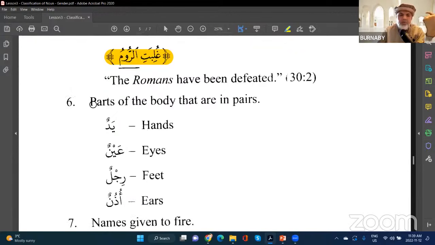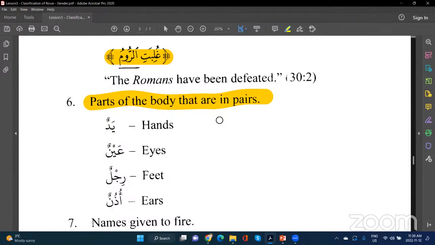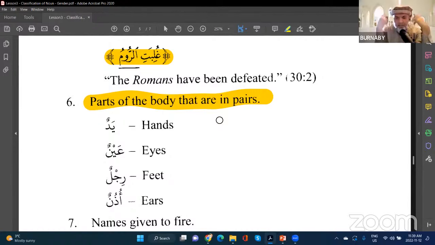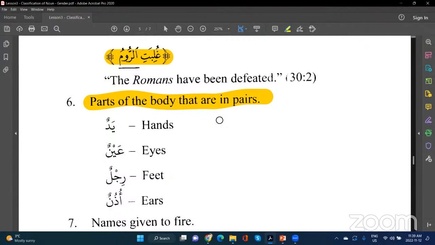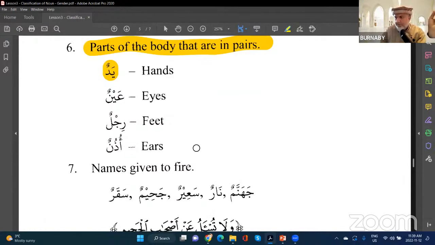Okay, we talked about this quite a bit last time, that the body parts which come in a pair in a human body are all feminine by nature, right? For example, how many hands do we have? Two. How many eyes? Two. How many feet? Two. How many ears? Two. How many elbows? Two. How many ankles? Two. So these will all be feminine, and the names are, for example, yadun for the hands, ainun for the eyes, rijlun for feet, uzunun for ears.